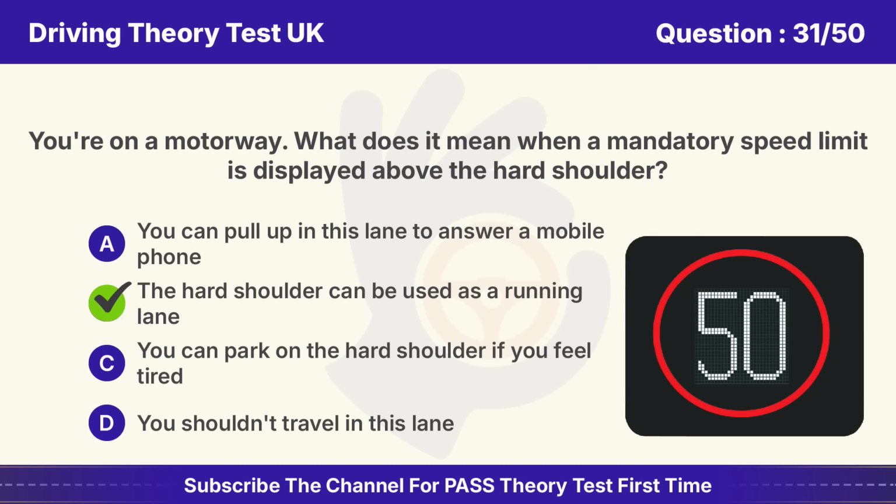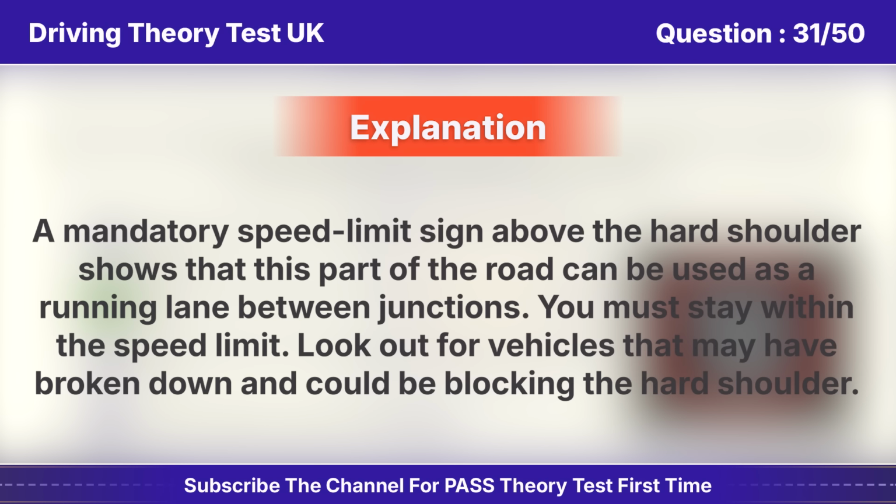Answer is B. The hard shoulder can be used as a running lane. A mandatory speed limit sign above the hard shoulder shows that this part of the road can be used as a running lane between junctions. You must stay within the speed limit. Look out for vehicles that may have broken down and could be blocking the hard shoulder.